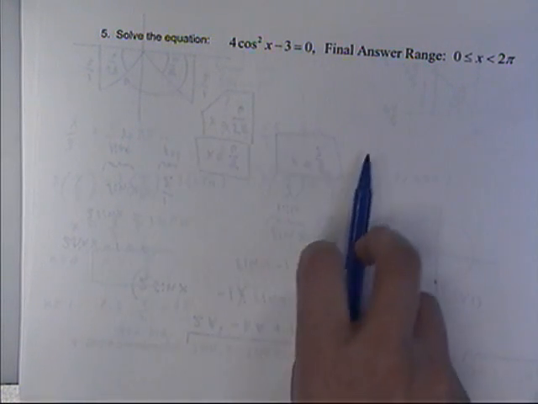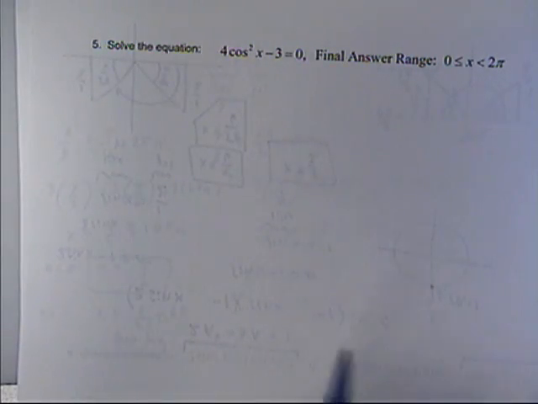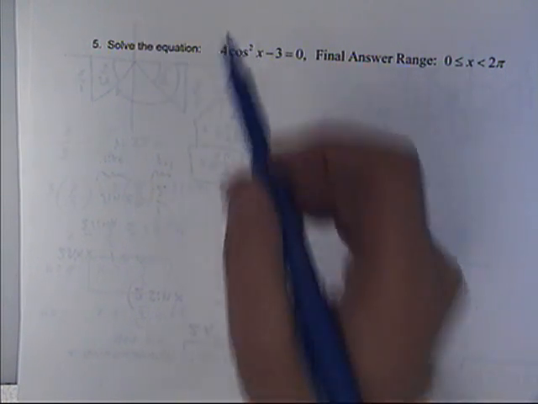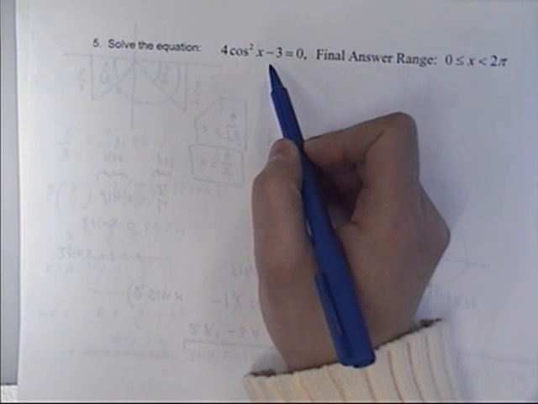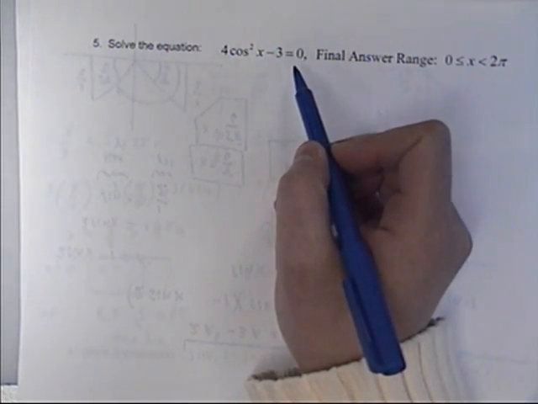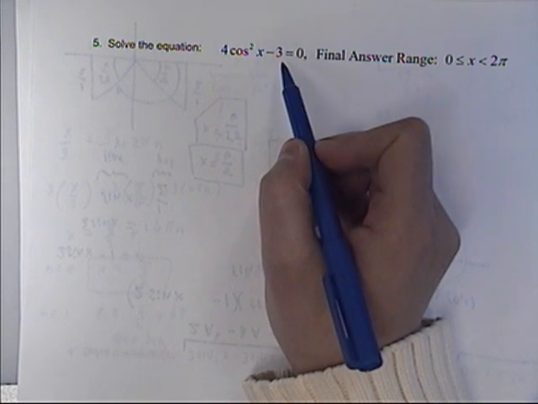Okay, this is example 5. Again, just as in the last one, you can see it's already solved, set equal to 0. Usually that's good, but unfortunately, we really can't factor this. So it's not really that helpful to have it set equal to 0 if there's no factoring that can be done. So instead, we're going to just try to solve for x.